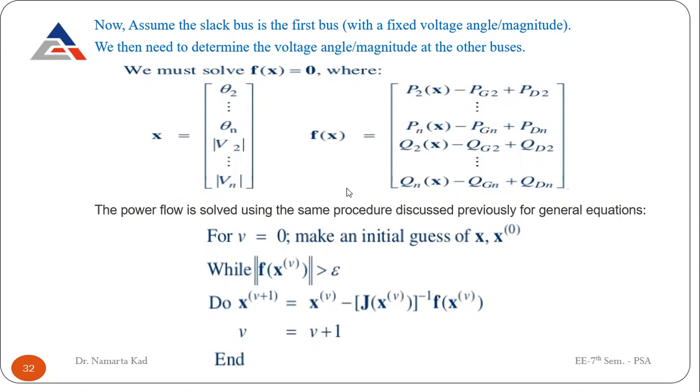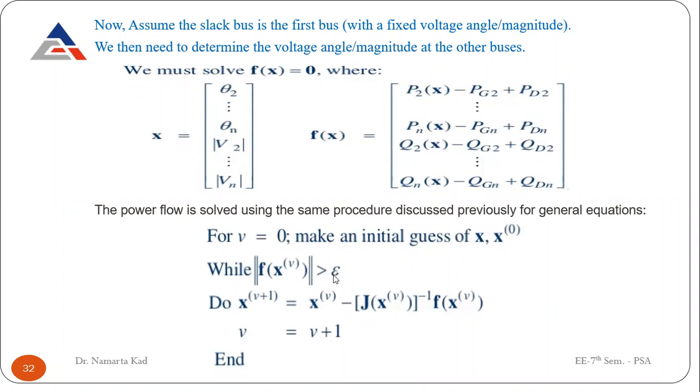Okay, so this has to be solved. Now the power flow is solved using the same procedure discussed previously for equations like f(x) = 0. Make an initial guess of x, that is x0. The first step is to make the initial guess. For solving these, firstly we assume that initially it is 1 per unit. Then we calculate the delta values, and they must be greater than the tolerance value.